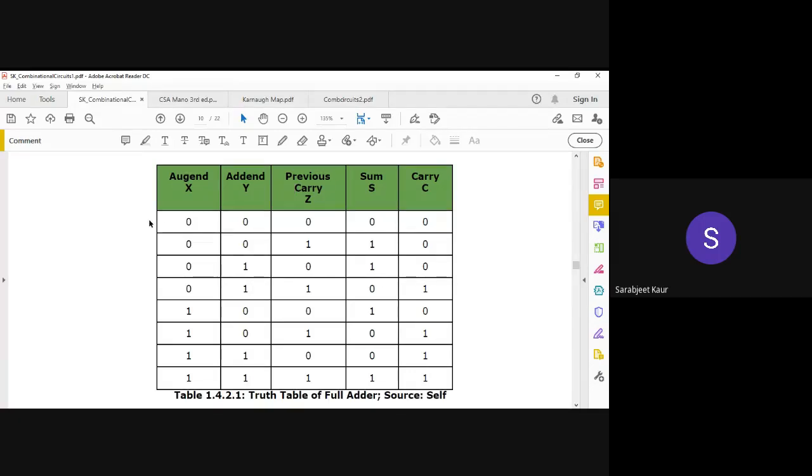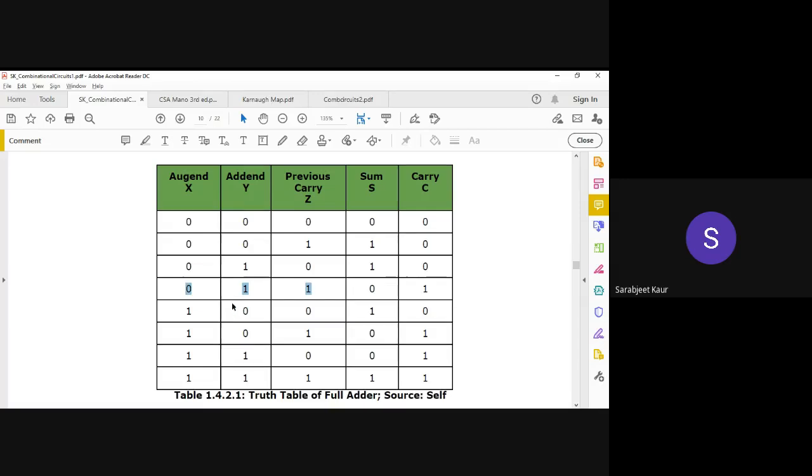Okay. So please see, when I'm adding 0 plus 0 plus 0, what will I get? 0 plus 0 is 0, plus 0 is again 0. So both sum is 0 and the carry is also 0. Right. Let us look at the next input combination. So here 0 plus 0 plus 1 is 1, sum is 1, and the carry is 0. Next case is the same, 0 plus 1 plus 0 again generates a sum of 1 and no carry, right?